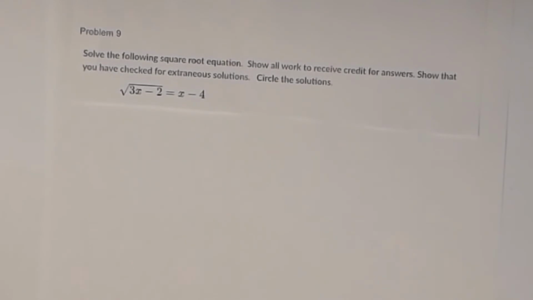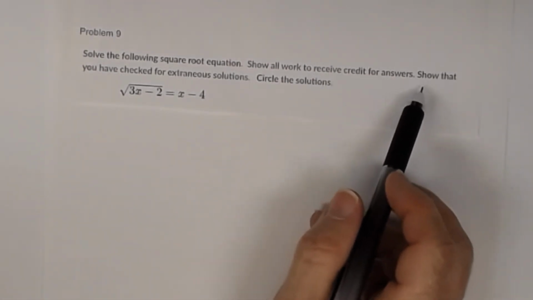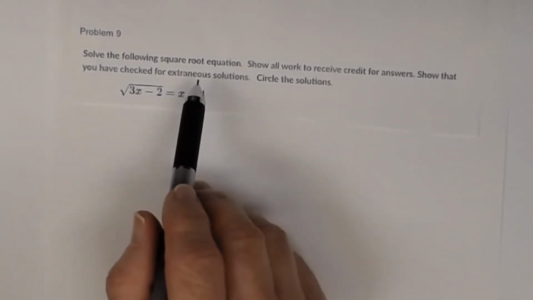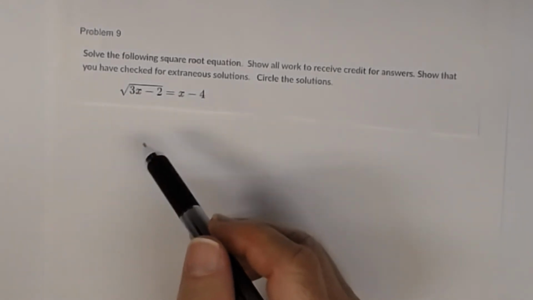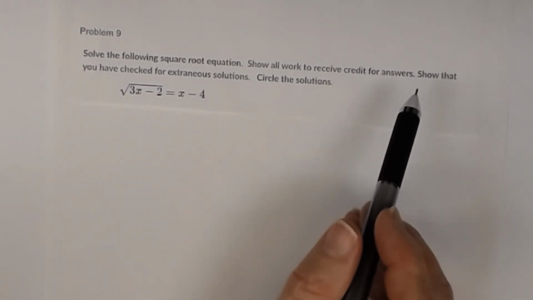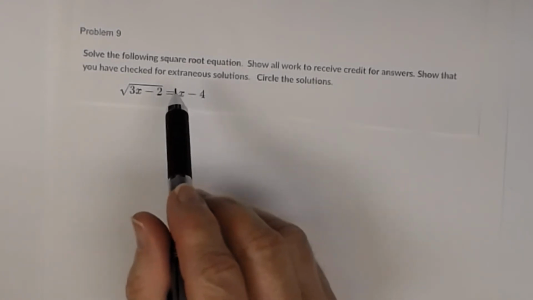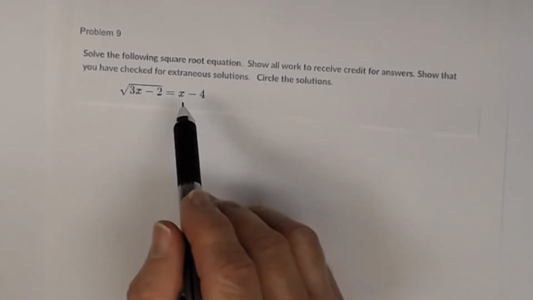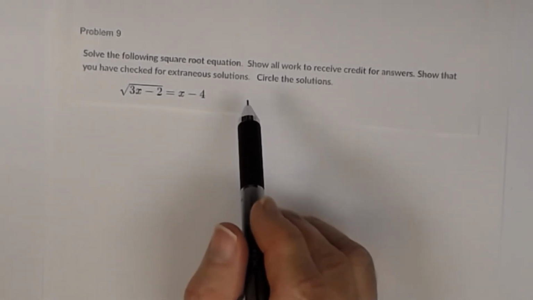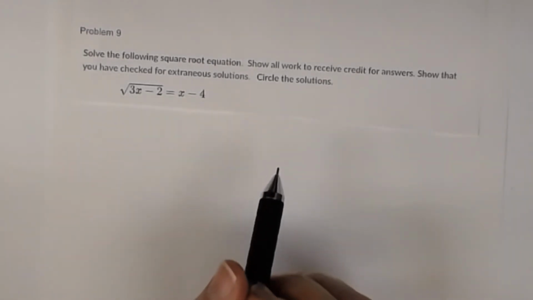Okay, so number 9 says solve the following square root equation and then show all work to receive credit for answers. Show that you have checked for extraneous solutions. Now, normally we don't say that because it's understood that you would do that, but I'm giving you a big hint there so you don't lose any points, and that was to check for extraneous solutions. So sometimes when students are given an equation like this, they forget about the idea of extraneous solutions. I am giving you the hint. You need to check for extraneous solutions. All right, and then circle the solutions.